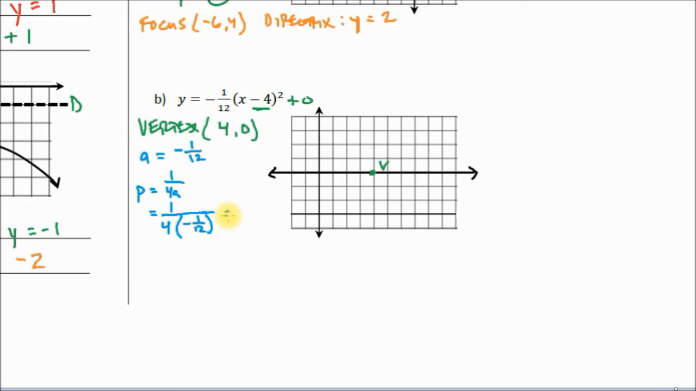Alright, so now we're going to have 1 on top, and we're going to multiply this fraction 4 over 1 times negative 1/12. Numerator times numerator, 1 times 4 is 4. 1 times 12 is 12, and that's going to be negative. So there is our answer so far. I don't have room for this, so I'm going to bring it down here.